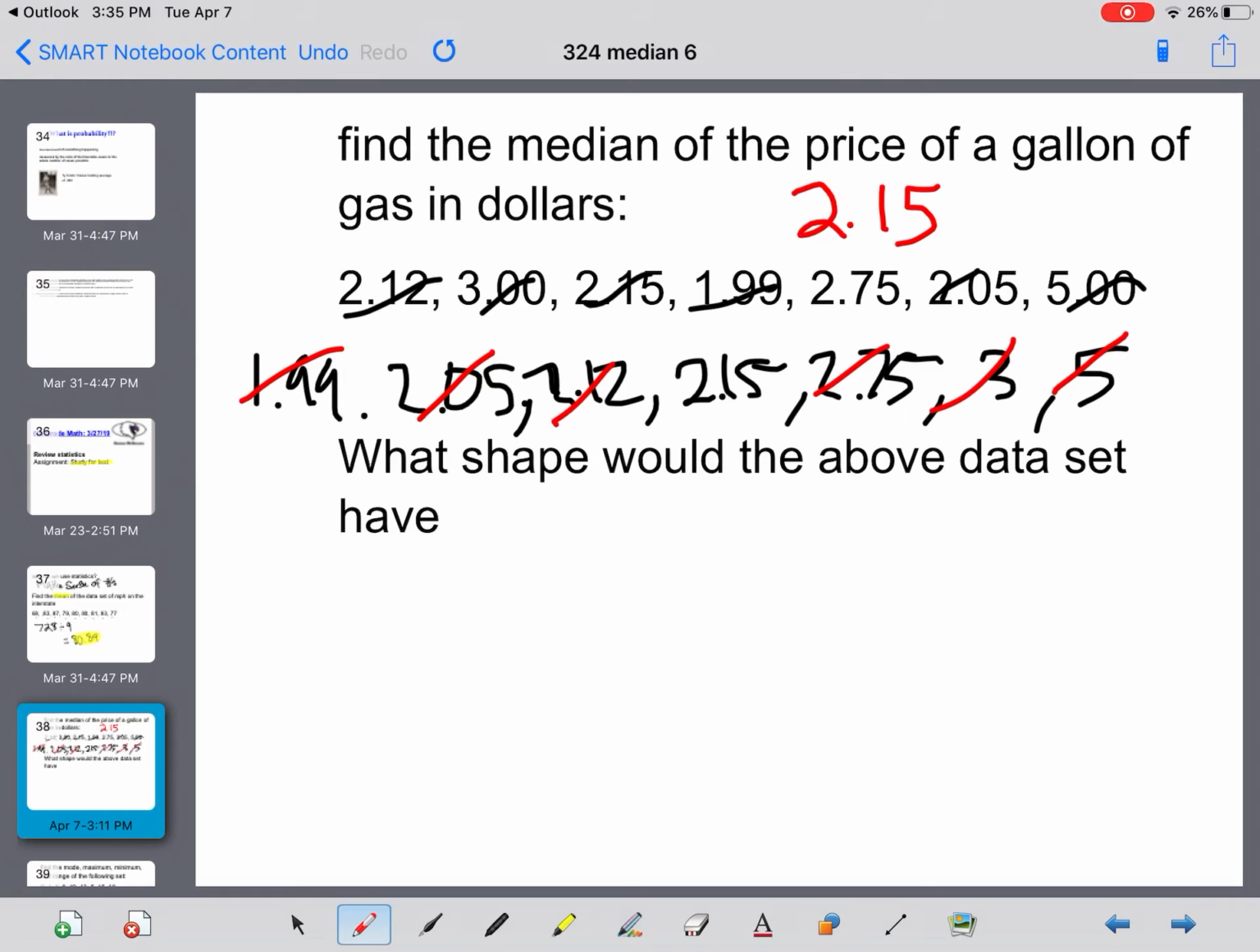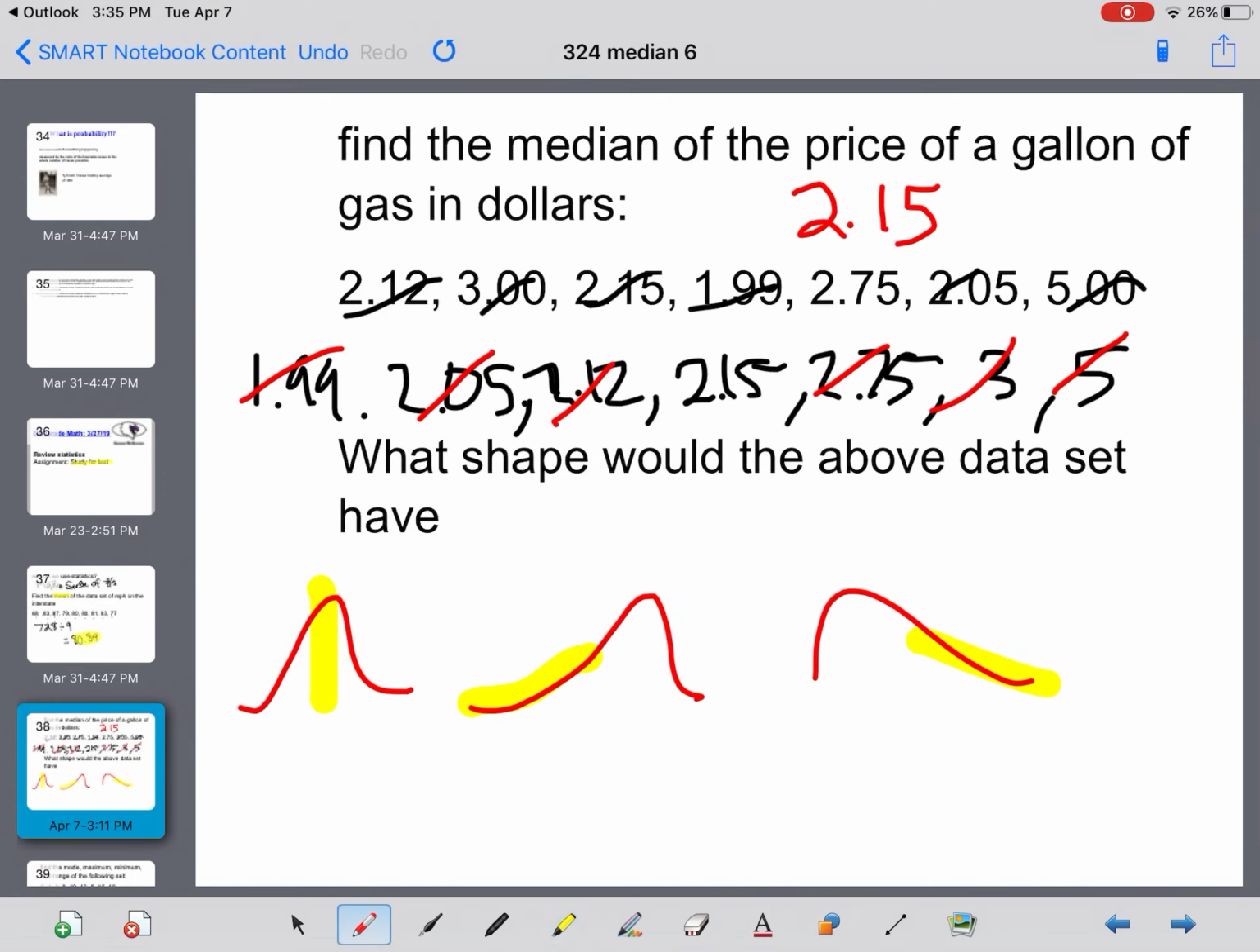Now, what's important to look at is what shape the above data set would have. If you can recall, we're going to have either a bell-shaped curve like this, a skew left curve, or a skew right curve like that. Do we see how this one right here is in the middle? This one has a tail right here, and this one has a tail right here.